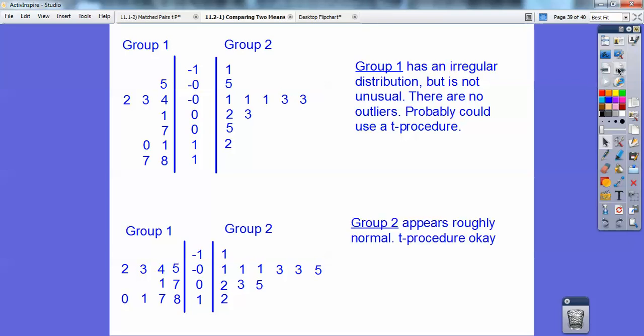Almost done. Group 2 appears roughly normal. Doesn't this look like a nice bell-shaped curve right here? So we can totally use a t procedure on that. Pretty easy lesson. There's your homework.